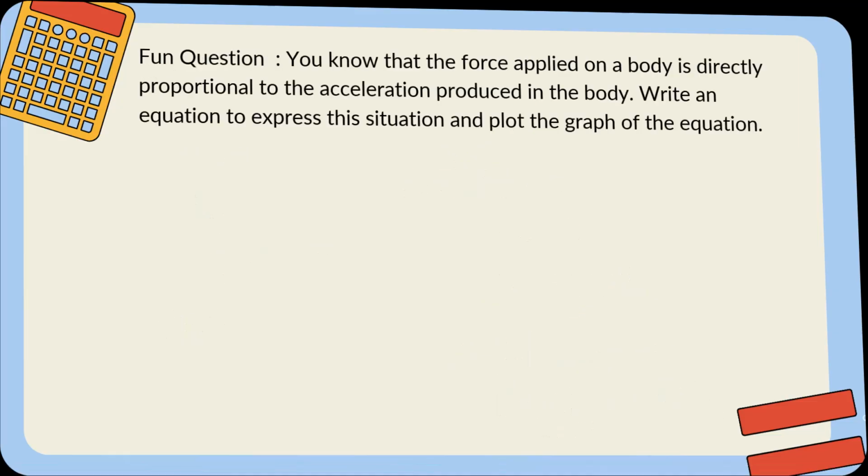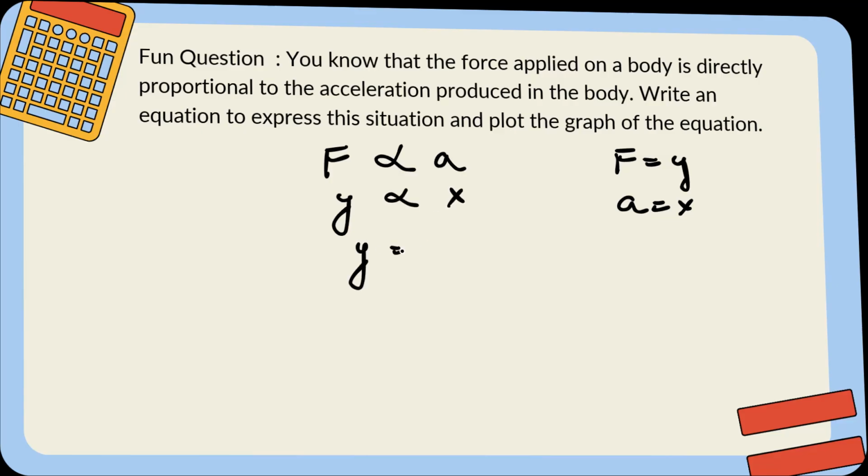So here we have a fun question. Force is equal to MA, right? We know force is equal to MA. Force is directly proportional to acceleration, we know. So the question is, you know that the force applied on a body is directly proportional to the acceleration produced in the body. Write an equation to express this, plot the graph. So we know force is directly proportional to acceleration. Let force be, let's say y, let the acceleration be x, okay? So I can write y is directly proportional to x and y is equal to kx, where k is any constant. This is how it will be, right?